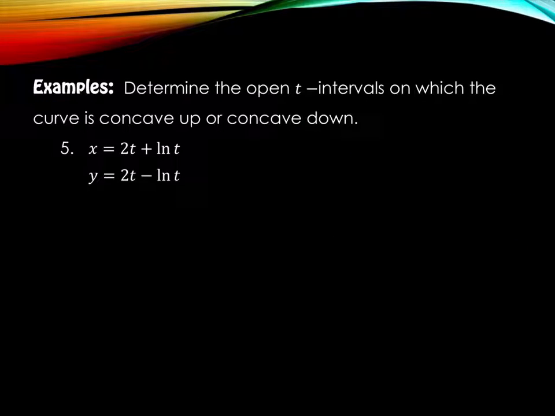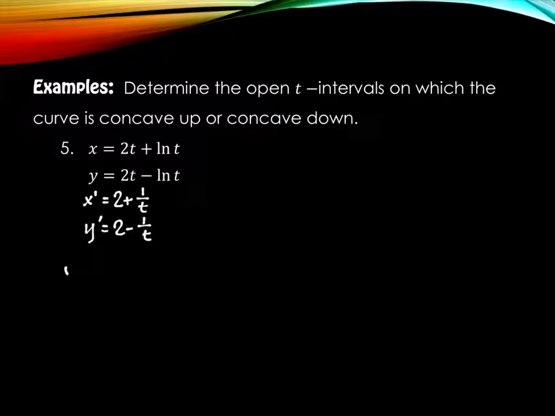We do need to know the actual derivative first. So we need x prime, and we'll need y prime. So what is x prime? 2 plus 1 over t, right? The other one's 2 minus 1 over t. It is.